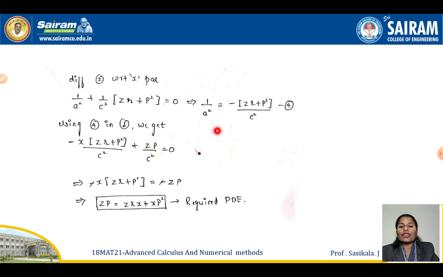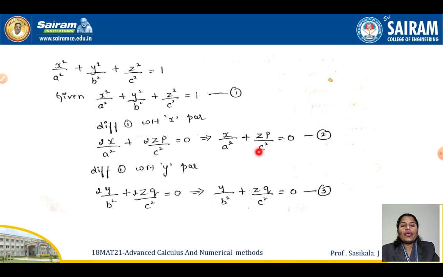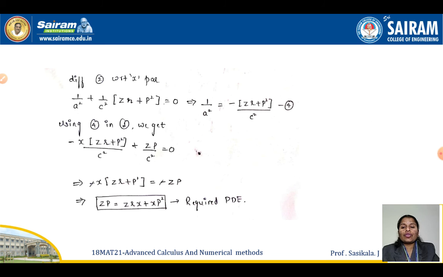From this I can write 1 by a square. Now equation number 4 and equation number 2, you can write 1 by a squared here also, right? So combine both, or 1 by a squared to be replaced by equation number 2. So you will get minus of x into 1 by a square term, plus z p by c squared equal to 0. So c squared you take as common and it will go to the right side, it will be 0. Then you will get z p is equal to z r x plus x p squared, as in your required PDE. Okay.